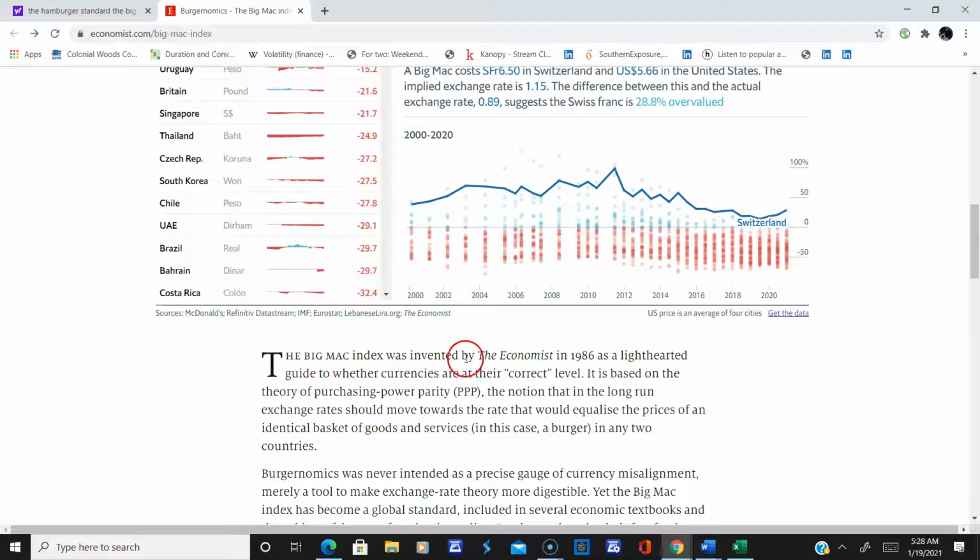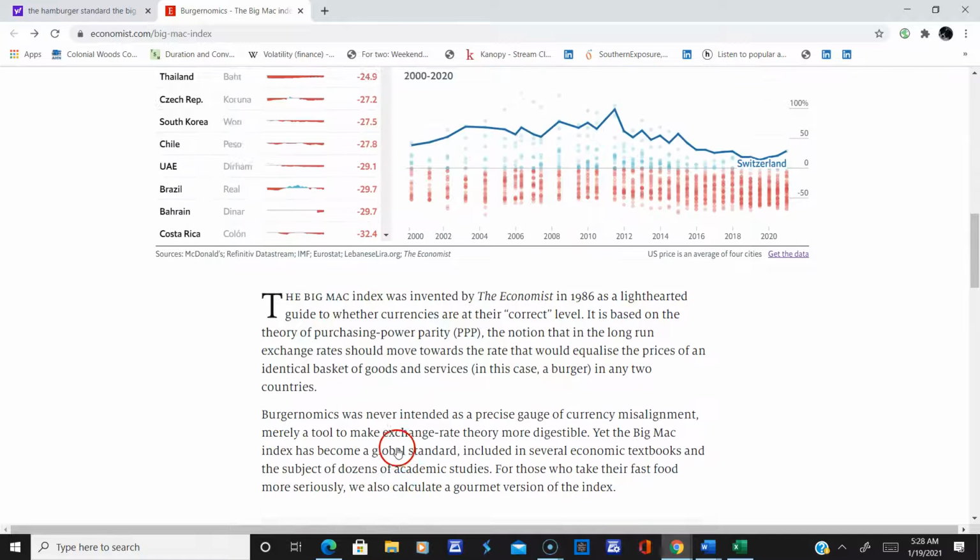The Big Mac Index was invented by The Economist magazine in 1986 as a light-hearted guide to whether currencies are at their correct level. And you notice the word light-hearted here. It is based on the theory of purchasing power parity, the notion that in the long run, exchange rates should move towards the rate that would equalize the prices of an identical basket of goods and services. And so in this case, a burger in any two countries.